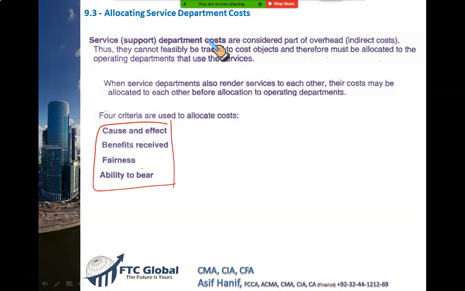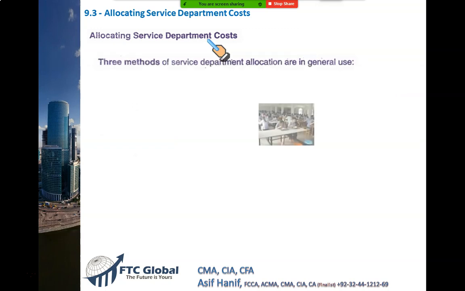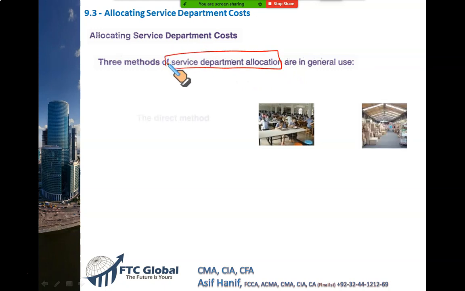There are 3 methods in your syllabus. We will do one by one. First method, 3 methods of service department cost allocation. How do we allocate the service department cost? One is the direct method. Other is the step down method. I'm going to explain each of them in much more detail with computations.